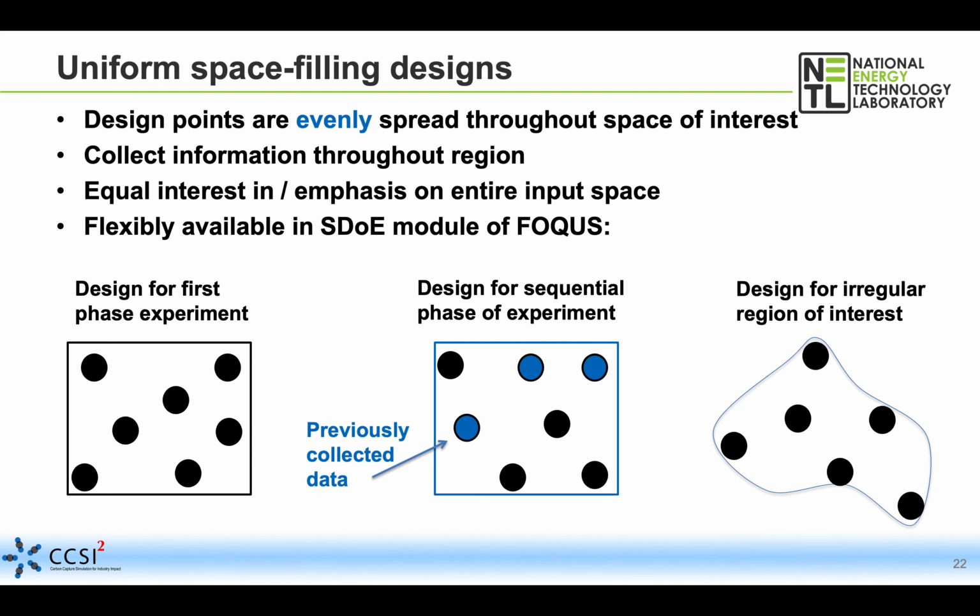Uniform space-filling designs essentially do exactly what they sound like they're going to do, which means that they really try to spread the design points out evenly throughout the space of interest. And these are flexibly available in the sequential design of experiments module, in the sense that whether we're designing a first phase experiment, a sequential follow-up phase with a regular or irregular region, any of that can be handled using the Sequential Design of Experiments module.